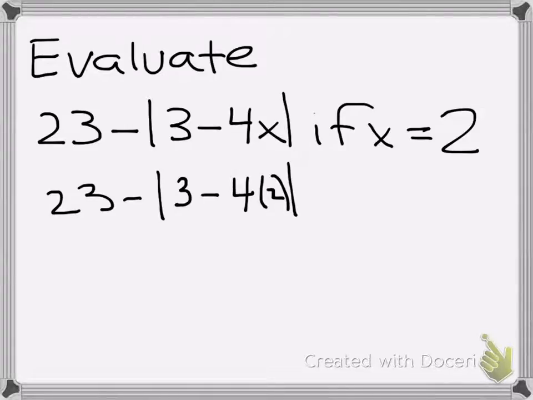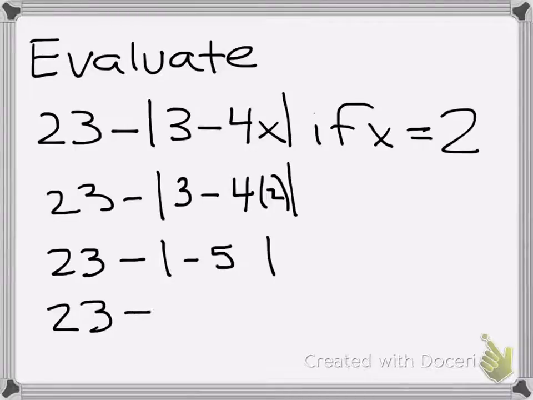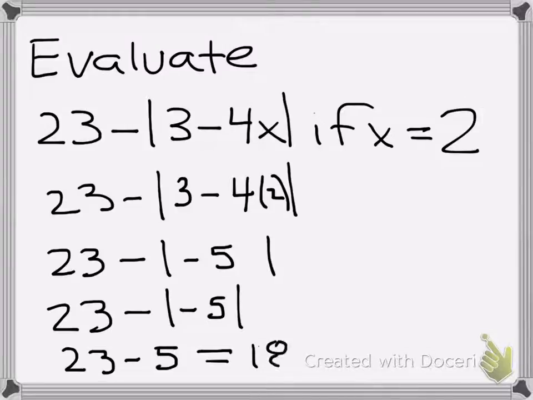I'm going to use the absolute value symbols to direct me to do what's inside the absolute value first, kind of like parentheses. So 3 minus 8, which is -5, because 4 times 2 is 8, so 3 minus 8 is -5. Now I have 23 minus the absolute value of -5. If you think about how far -5 is from 0 on a number line, that would be 5 units. So the absolute value of -5 is going to be 5. So I would do 23 minus 5, and that would give me 18.